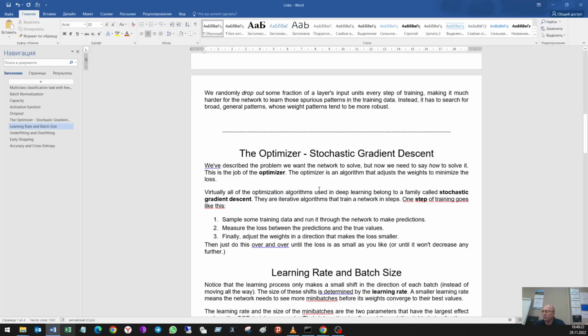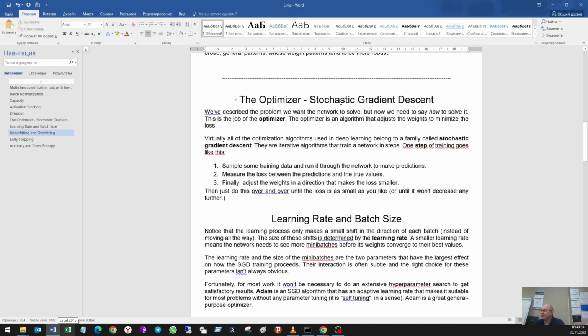So about the optimizer. We have described the problem we want the network to solve, but now we need to say how to solve it. This is the job of the optimizer. The optimizer is an algorithm that adjusts the weights to minimize the loss. Virtually all of the optimization algorithms used in deep learning belong to a family called stochastic gradient descent. They are iterative algorithms that train a network in steps.